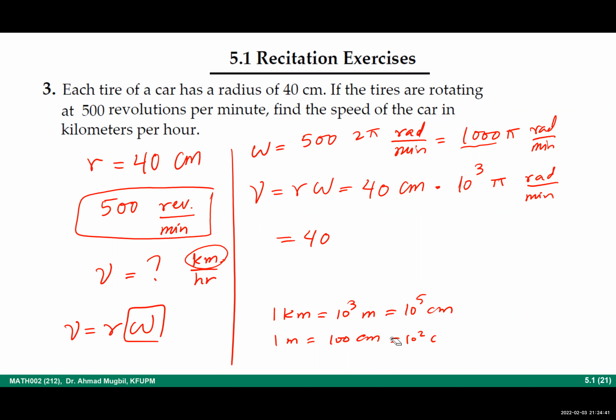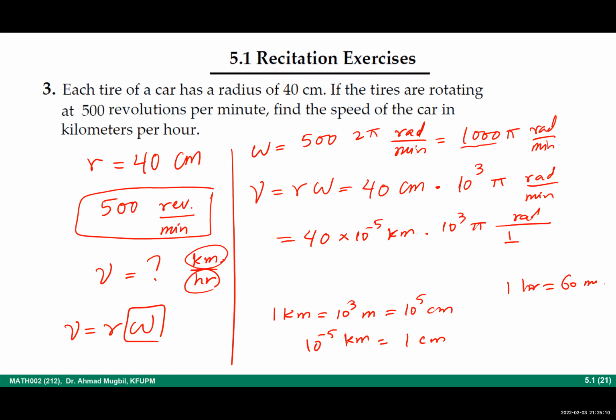So this means that 1 centimeter is, if you want to have 1 centimeter, you divide by 10 to the power 5. You get 10 to the power negative 5 kilometers. So 40 times 10 to the power negative 5 kilometers times 10 to the power 3 pi radians. Now we need to convert minutes to hours. 1 hour is 60 minutes, so 1 minute will be 1 over 60 hours.